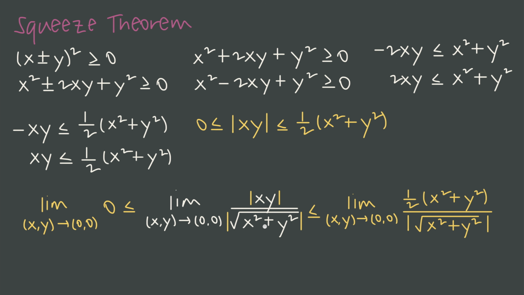What we want to realize at this point is that taking the absolute value of these square roots here in the denominator isn't going to have any effect on those roots. Notice here that we have x squared plus y squared.